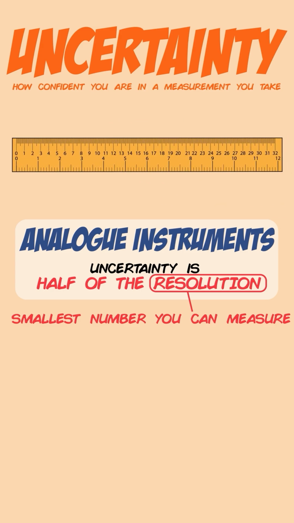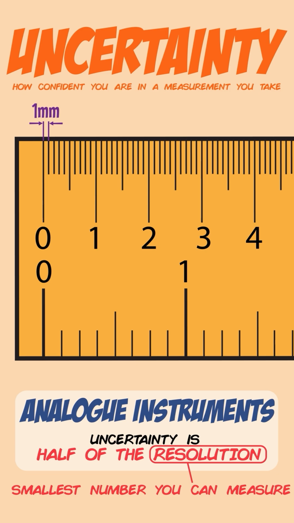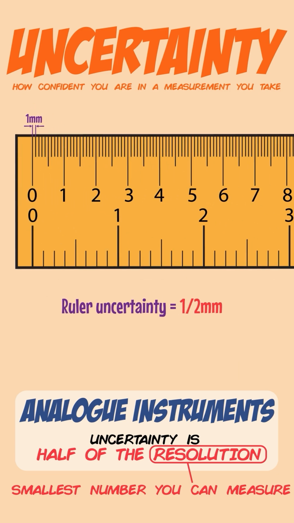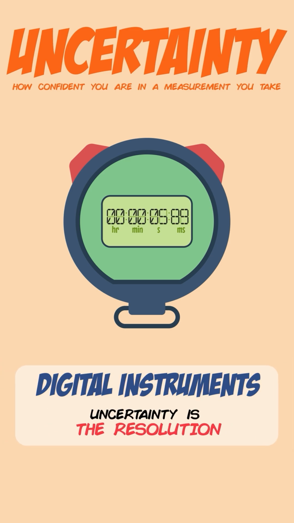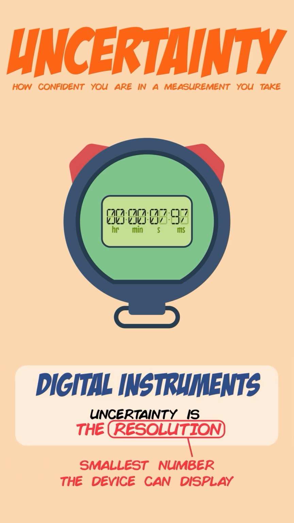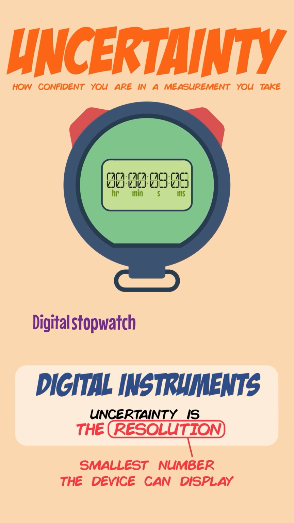So if you have a ruler where the smallest division is 1 millimeter, your uncertainty is half of that, which gives plus or minus 0.5 millimeters. For digital instruments like a digital clock, it's much simpler. The uncertainty is just the smallest number that the device can display. So for this stopwatch, it would be 0.01 seconds.